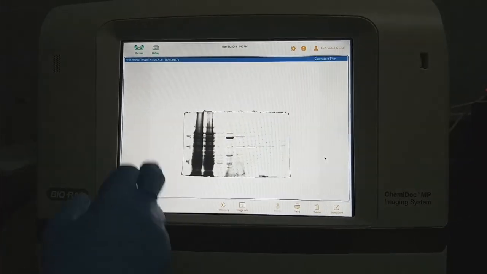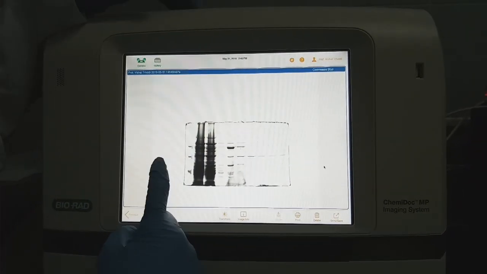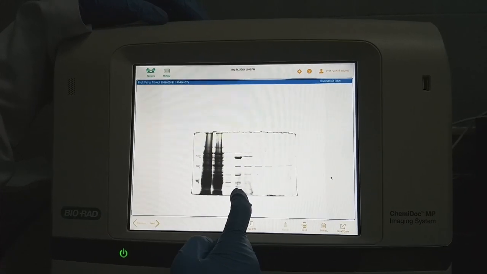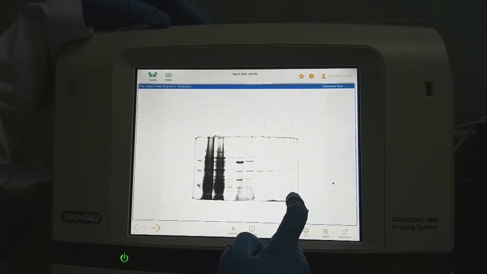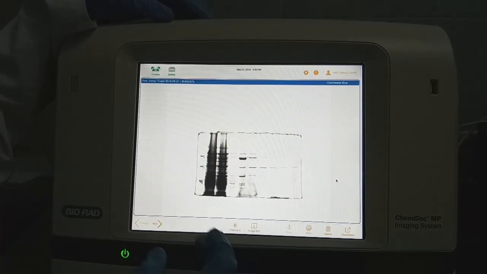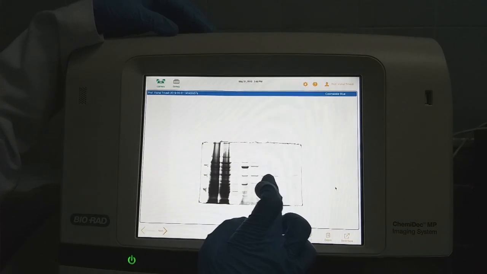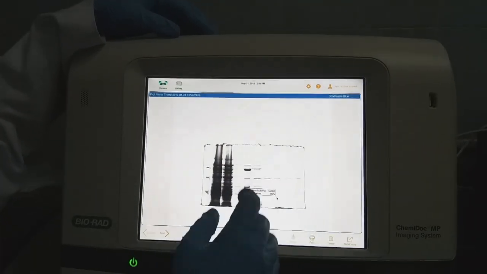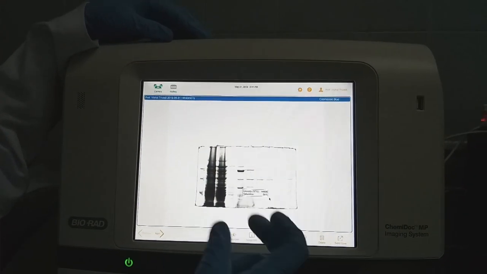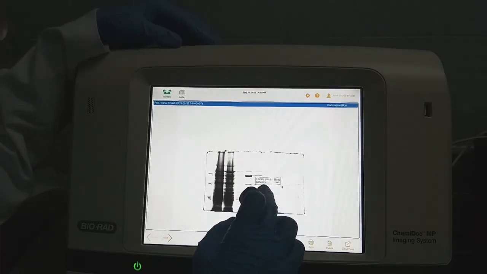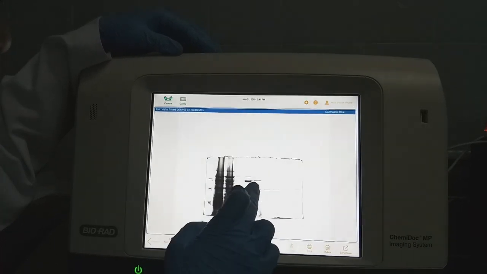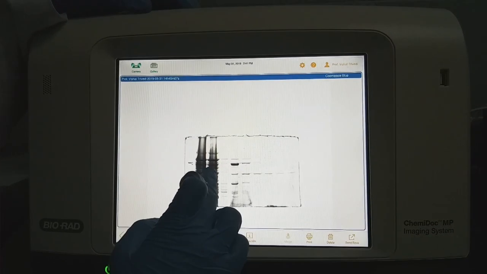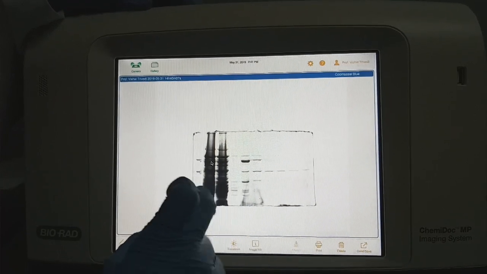So we have loaded a marker from this side. The second one is the load. This is flow through, wash one, wash two, and these fractions are eluted fractions, 1, 2, 3, 4, 5 serially. As we can see, the eluted fraction shows a band corresponding to this protein, but the molecular weight can be calculated using the Image Lab software. So as we can see, the protein corresponding to this purification, the His-tagged one, is going mostly in the flow through.